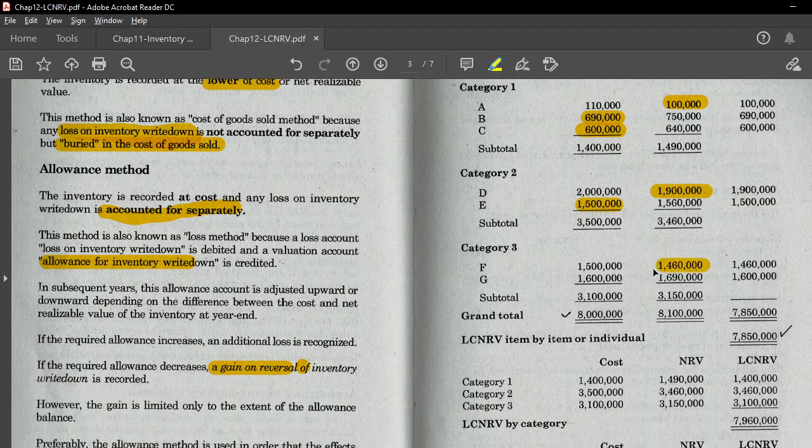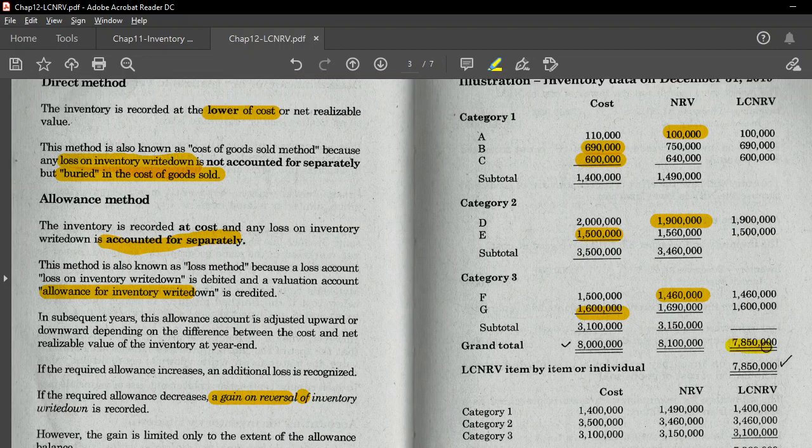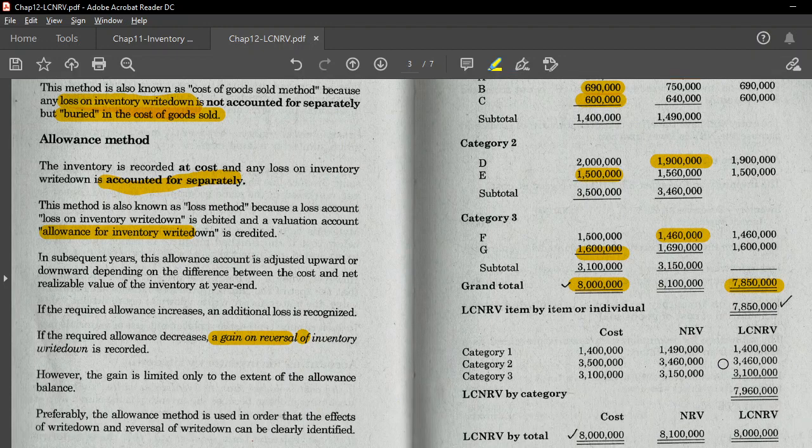We have 1460, 16, ayan. And then, i-add mo yan lahat. Ito yung LCNRV, yan yung lower. Pero, ito yung nandun sa financial statements. Tama? Kasi ito yung cost. Ito yung original na valuation natin. So, from this, going to this, there is a decrease of, is that 150,000 na decrease? 8 million minus 7,850. Ayan. May 150,000 na decrease. So, later. Okay. LCNRV item by item or individual, ayan, 785,000.